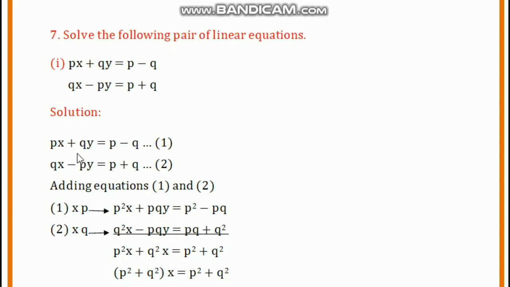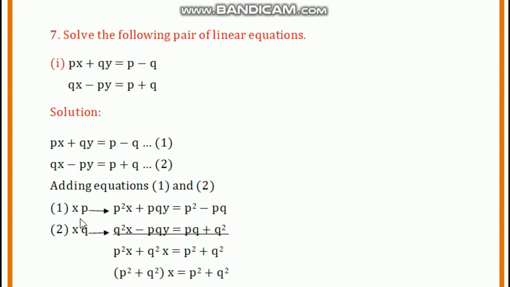See, the coefficient of y is q in one equation and p in the other. If we multiply by p here, we will get pq. Then the second equation, if we multiply by q, we will get pq. So we can easily eliminate these two terms. Then listen, we are adding equations 1 and 2 because their signs are different, so I am going to add here.